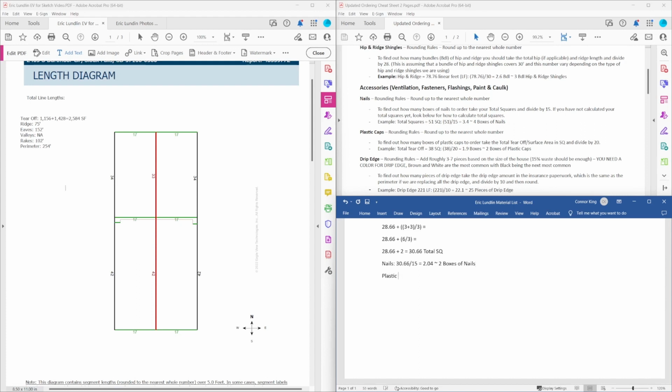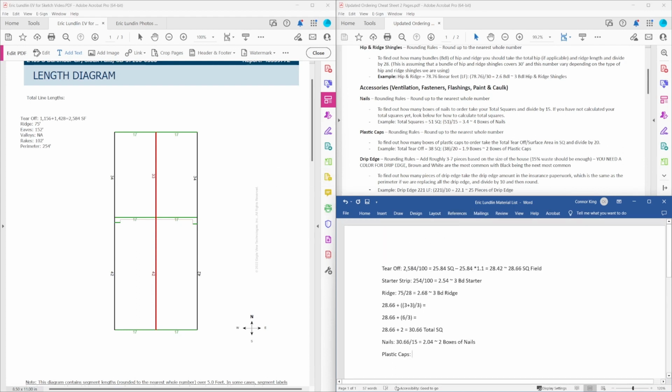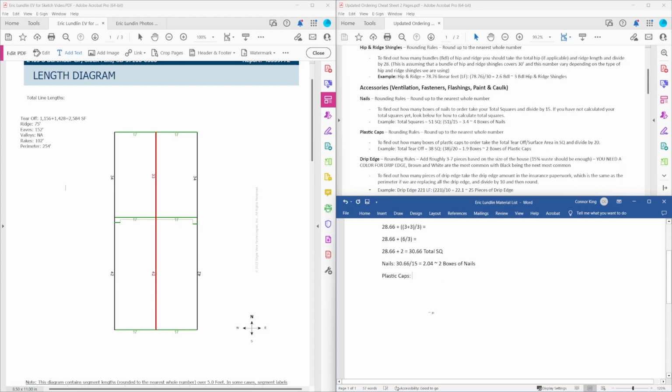Next, we're going to do plastic caps. So it says to take the total tear off in squares and divide by 20. So we had 25.84. We're going to divide that by 20. Come up with 1.29. We're going to round that up to 2 boxes of plastic caps.